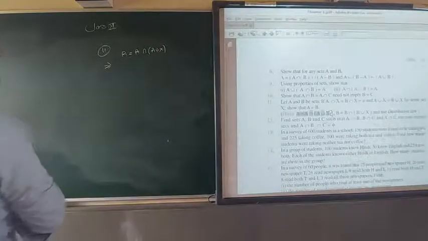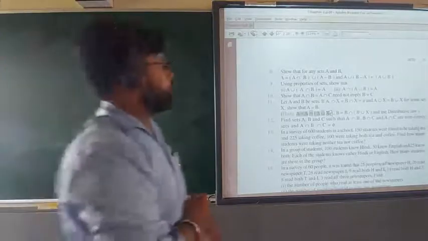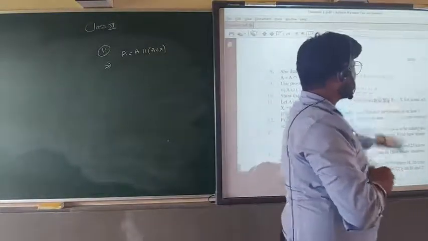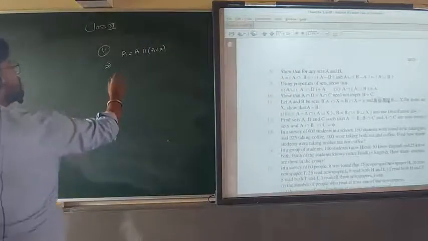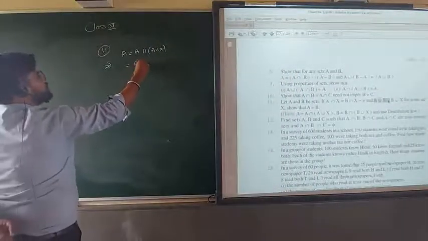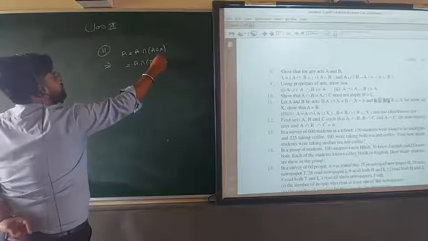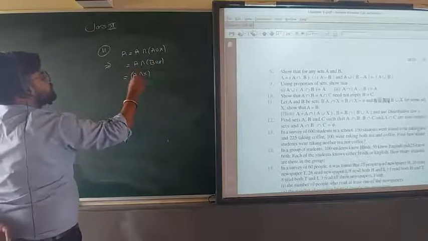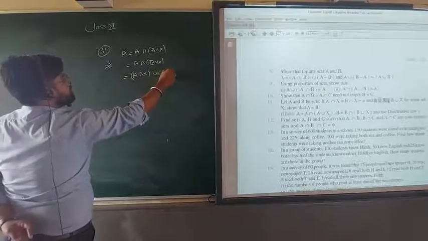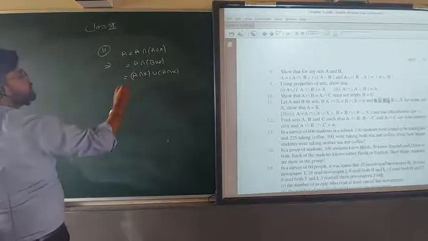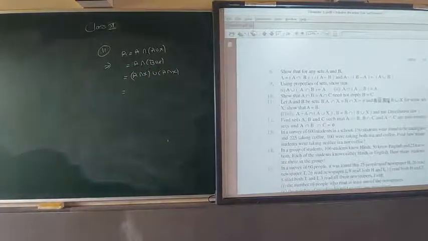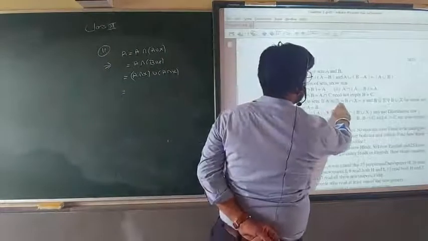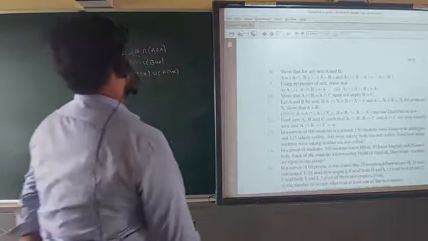If I use this, in the place of A union X, I can write B union X also. So A intersection B union X. Now split it: A intersection B union A intersection X. Now, A intersection X is what? It is given in the question that A intersection X equals 5, the empty set.